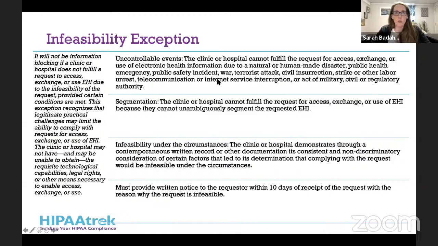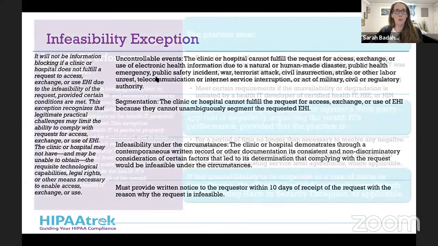Infeasible under the circumstances, we've heard a lot of folks talk through this on different webinars, and it is going to be one that is more of a delay than a flat out infeasible completely, right? Because you can actually correct circumstances in order to be able to release the information.